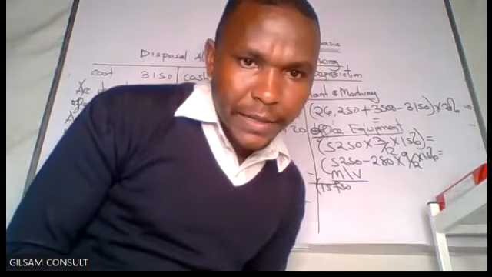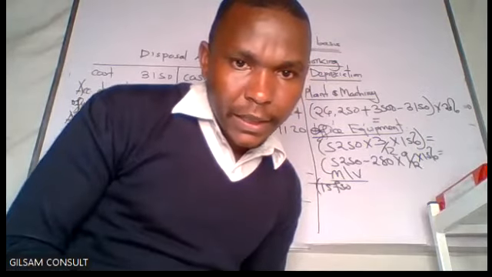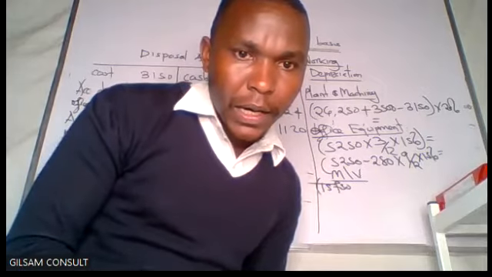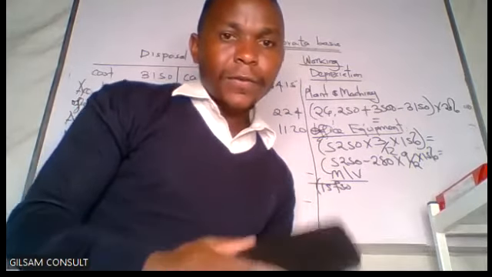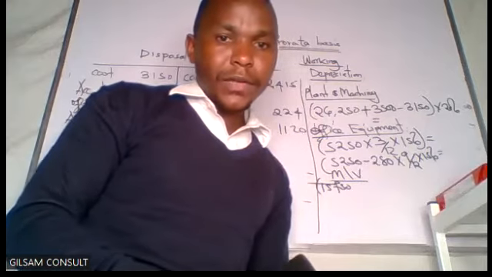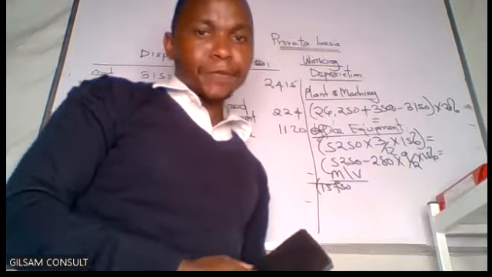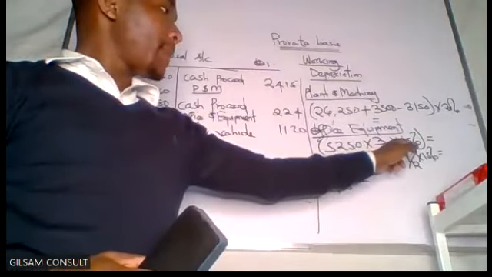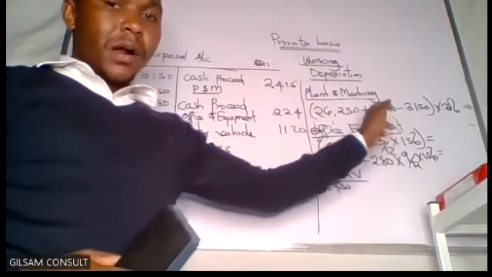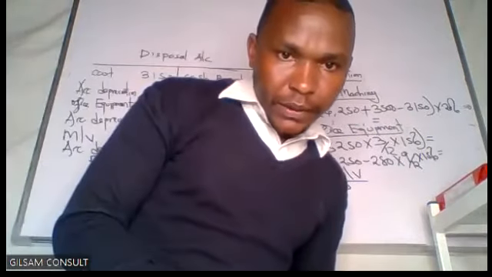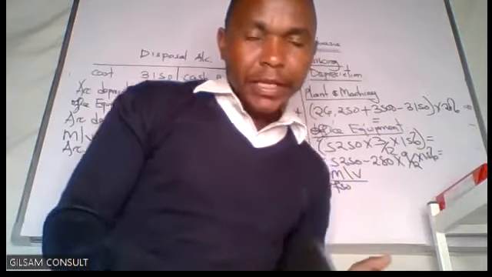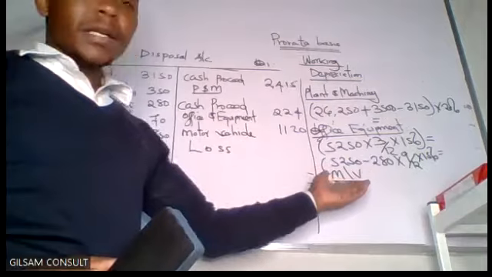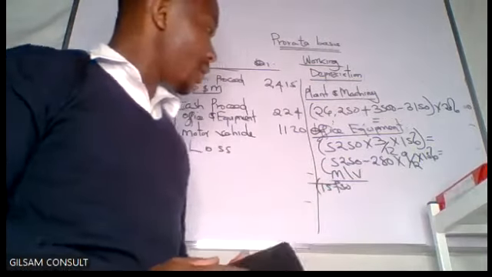We disposed on 1st April 2017. We did the disposal on 1st April 2017. So from 1st October 2016 to 1st April 2017, how many months is it? Up to January is 3 months, and then we add another 3 months to 1st April. So we stayed for 6 months before we acquired another motor vehicle.